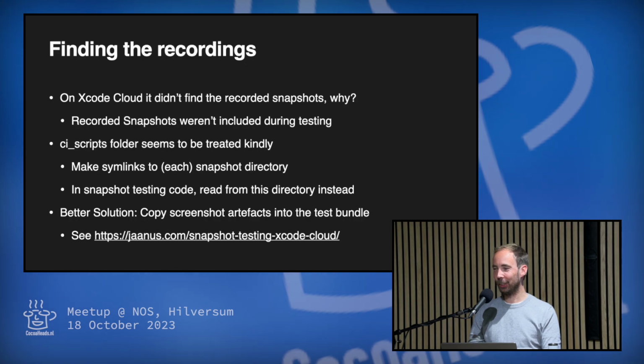We created symlinks to the snapshot directory, and we adjusted the snapshot testing code as well, because it looks into a certain folder, and we had to let it point to a different one, the one that we symlinked, and then we got it to work. But I think we spent a few weeks before we figured it out, actually.